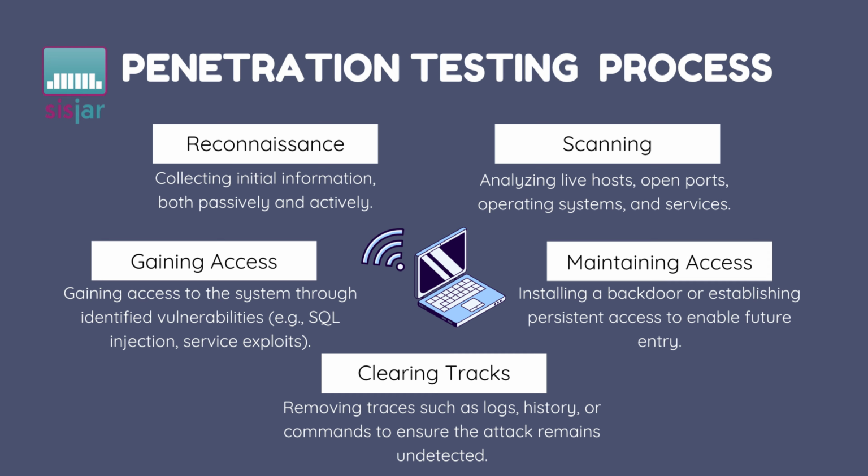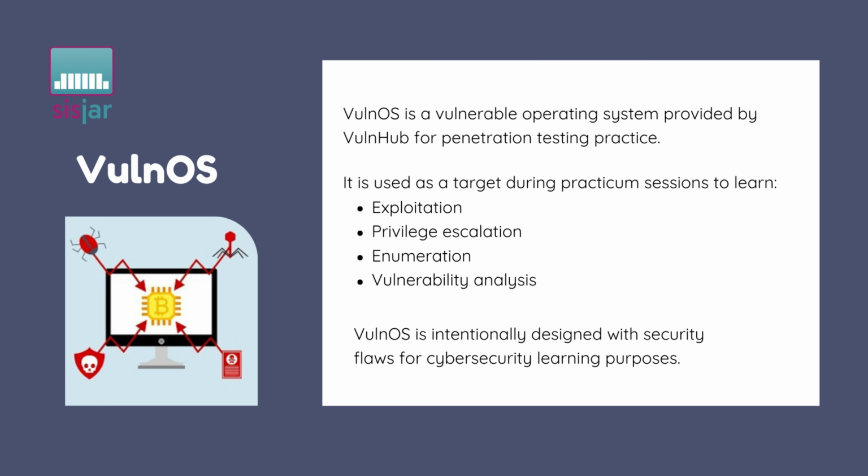Next, the maintaining access phase focuses on keeping persistent entry, often through backdoors. The final stage is clearing tracks, where any logs, histories, or traces of the attacks are removed to avoid detection and maintain operational stealth. Next, FullNose.